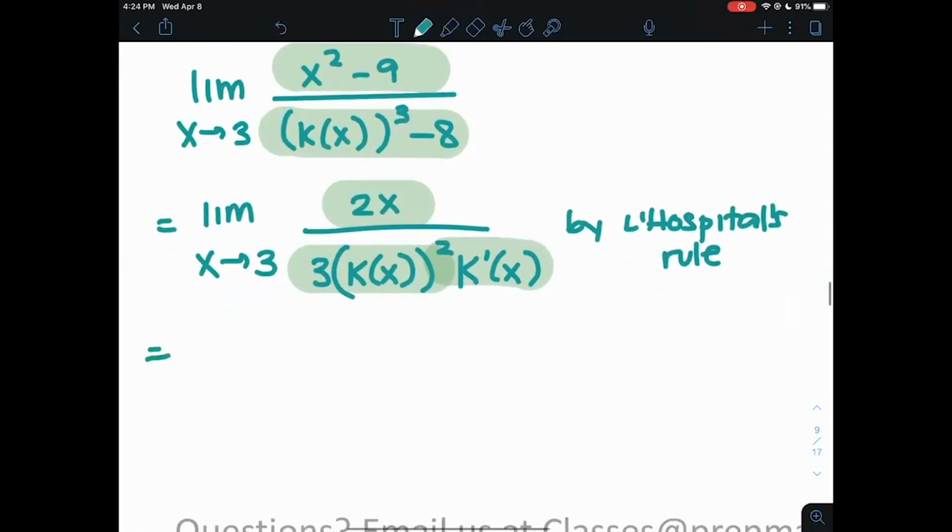Now, I'm going to substitute in here. That equals 2 times 3, so 6, over 3 times k of 3 squared times k prime of 3. Now I know that k of 3 is 2, which is what I actually want. So k of 3 equals 2. 2 squared is 4. So I have a 4 right here. And then I want k prime of 3. That's what this limit is actually equal to. Still not incredibly helpful to me because I'm trying to solve for this k prime of 3, but I have at least simplified the limit. So there's phase 2 of this part.